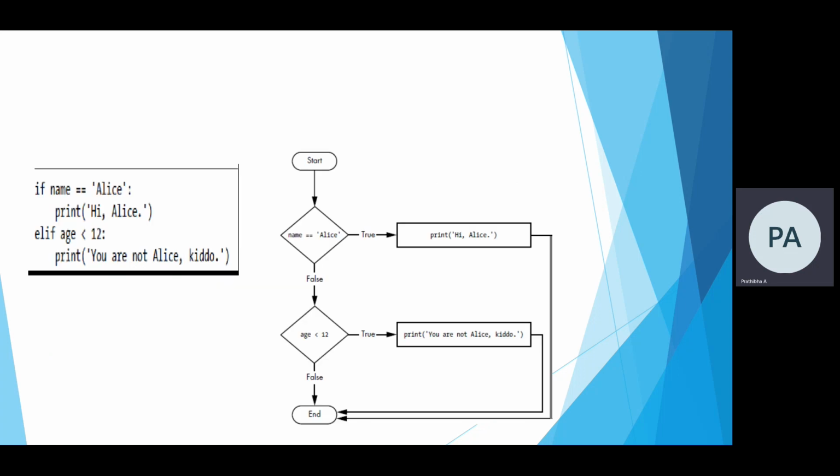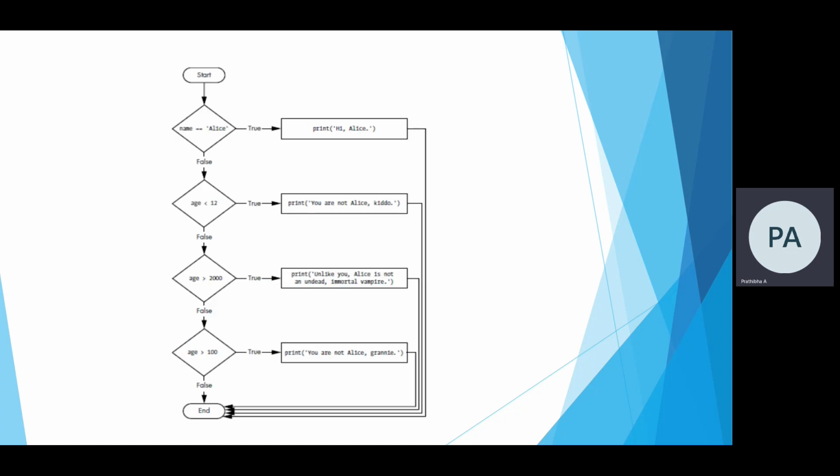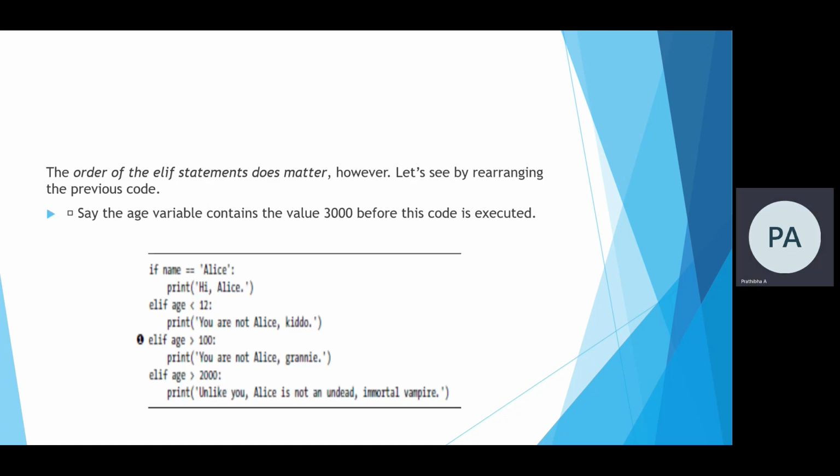Here you have a flow chart for that also. If name is equal to Alice, then hi Alice, then elif. That means you can have an else if ladder here. So if age is 12, you write a colon and execute the corresponding statement. You can have more than one else if ladder in here. So this is your code. These are the examples you can take for execution.